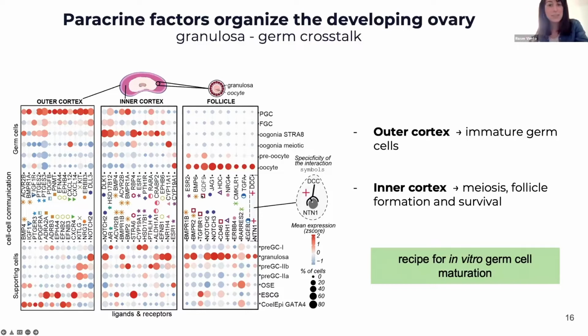And here we can see the different ligand-receptors represented by dots. And what I want you to gain from this is that in the outer cortex, we have an environment where the immature germ cells can survive. But then as we go into the cortex, we have molecules that are relevant for meiosis and the formation of the follicle finally, and the survival of cells there. And this is also super exciting because we can use all these receptor-ligand interactions, these transcription factors, and also the ECM as a recipe to develop new protocols for in vitro germ cell maturation.